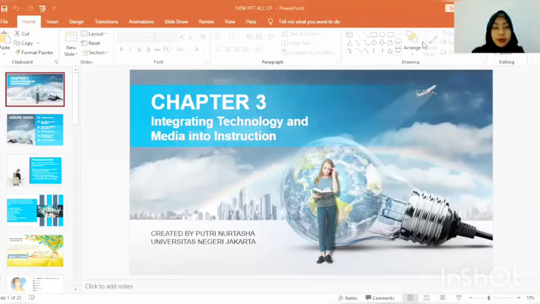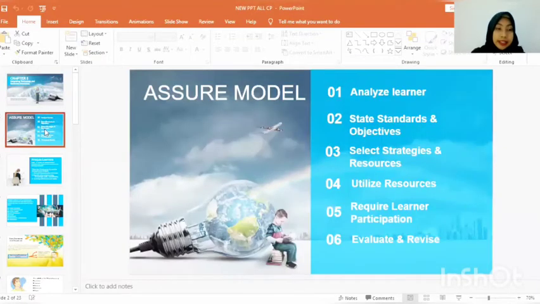I want to present one of the chapters from the Instructional Technology and Media book. Chapter 3 is on integrating technology and media into the instruction. This chapter examines how to plan systematically for the effective use of technology and media. Here, I have constructed a 6-step procedural model, with the acronym ASSURE.